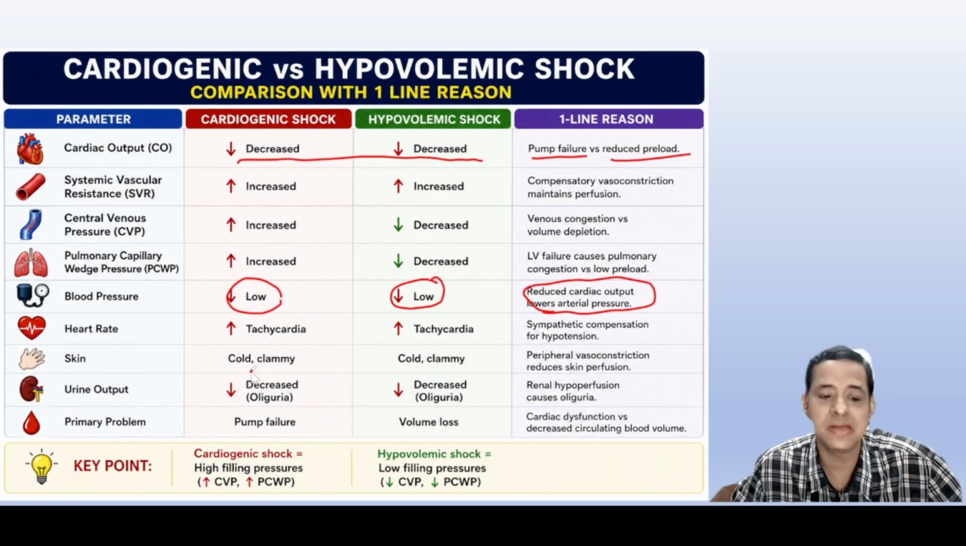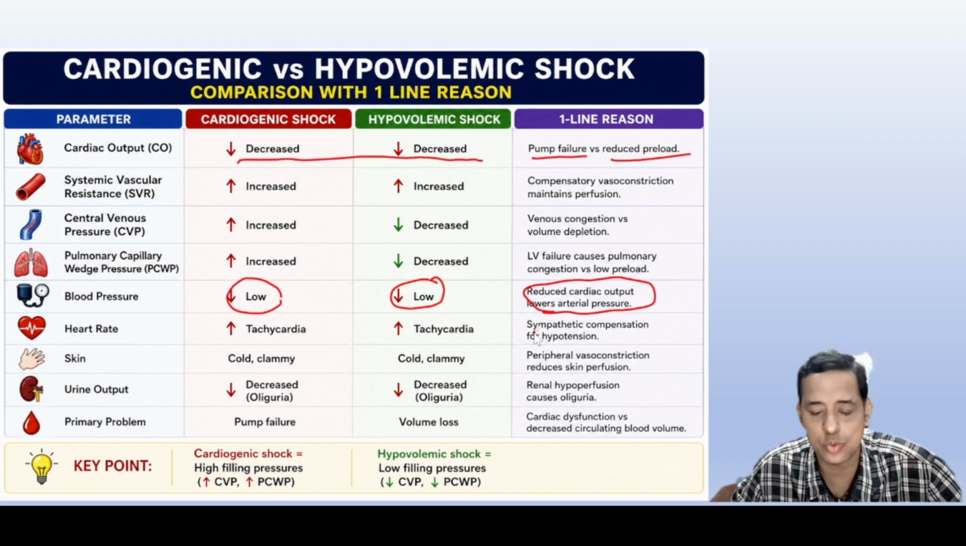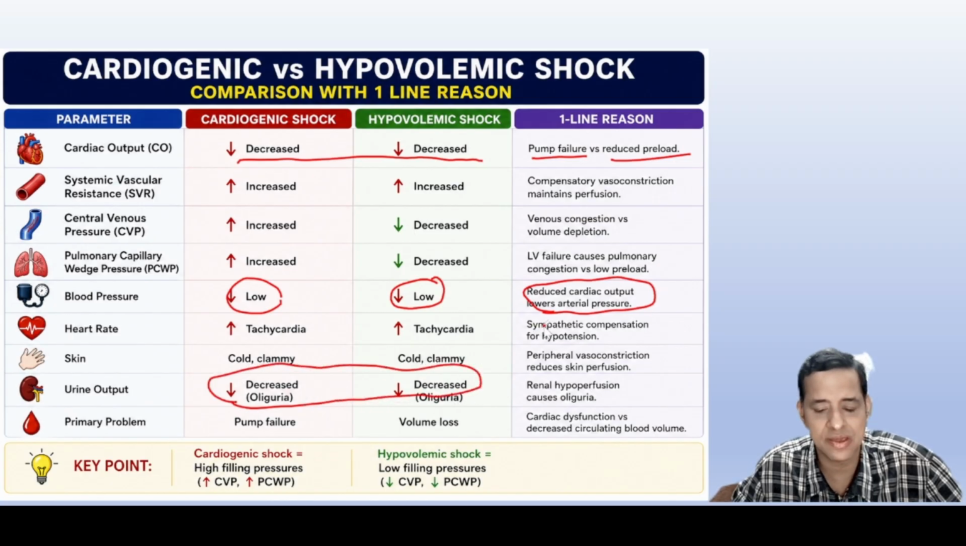Heart rate is tachycardia always. The skin presentation is similarly cold and clammy in both, due to peripheral vasoconstriction reducing skin perfusion. Urine output is oliguria in both cases, because renal hypoperfusion causes oliguria. Pump failure is the primary problem in one, and volume loss is the primary problem in the other. This is the way you distinguish them.